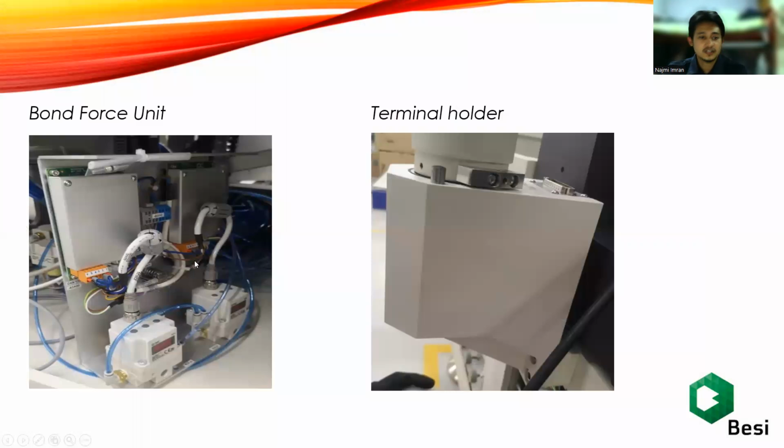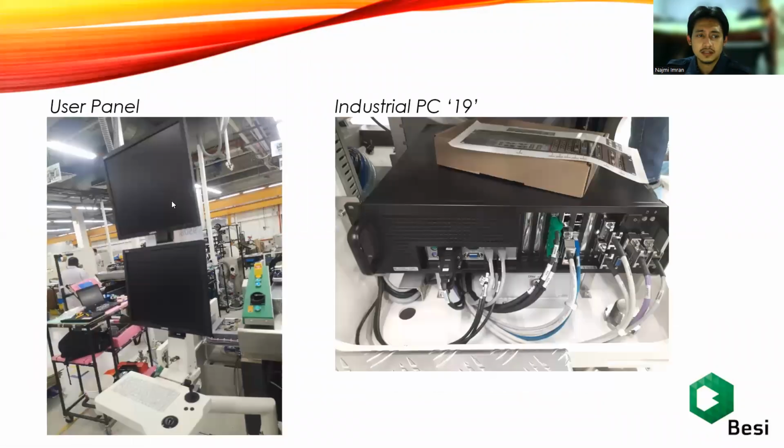Okay, so this is the bond force unit, which is to control the air, so we can make it strong or less. For the next picture, this is the terminal holder. The terminal holder is where we hold the user panel.